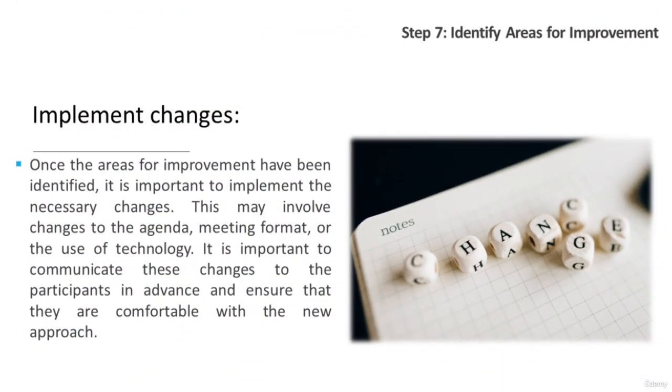Implement changes. Once the areas for improvement have been identified, it is important to implement the necessary changes. This may include changes to the agenda, meeting format, or the use of technology. It is important to communicate these changes to the participants in advance and ensure that they are comfortable with the new approach.